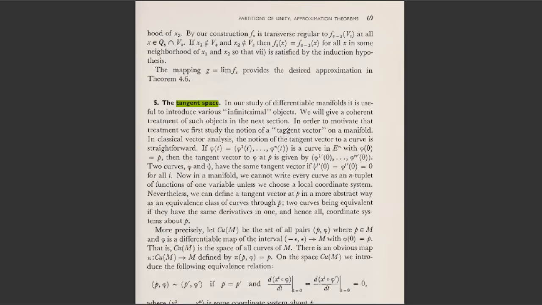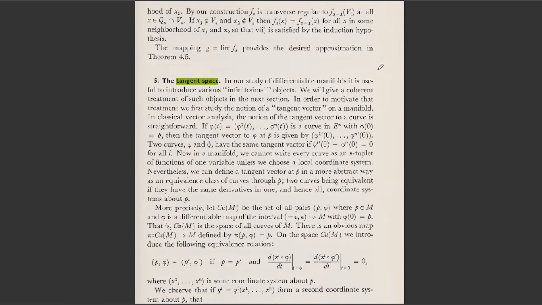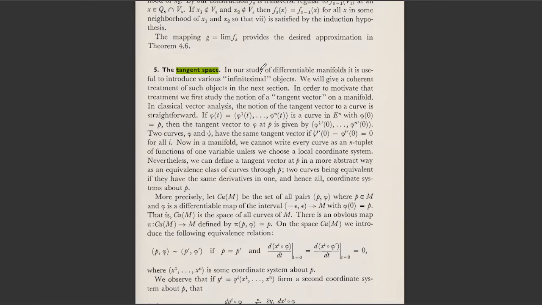Yeah. So, tangent space. In our study of differential manifolds, to introduce various objects, we will give a treatment of such objects in the next section. In order to motivate that treatment, we first study the notion of a tangent vector on a manifold. A tangent vector to a curve is straightforward. We have a vector-valued parameterization of it.